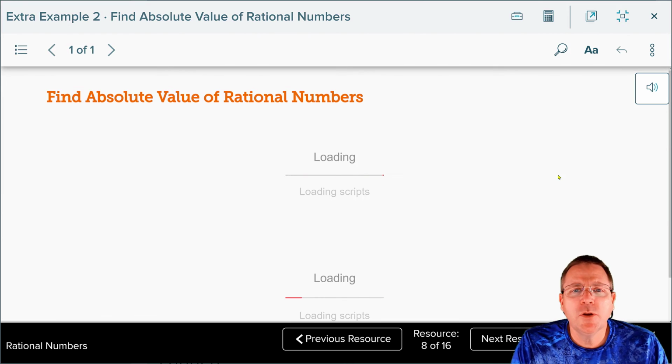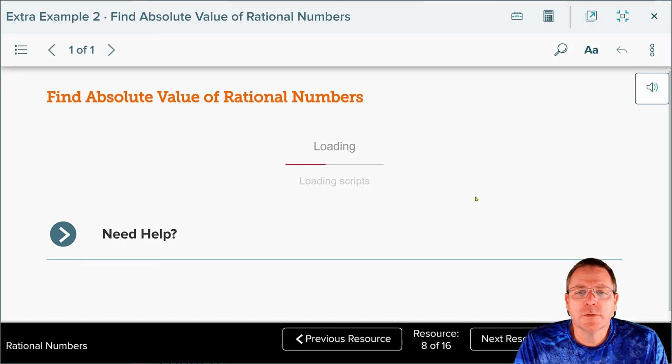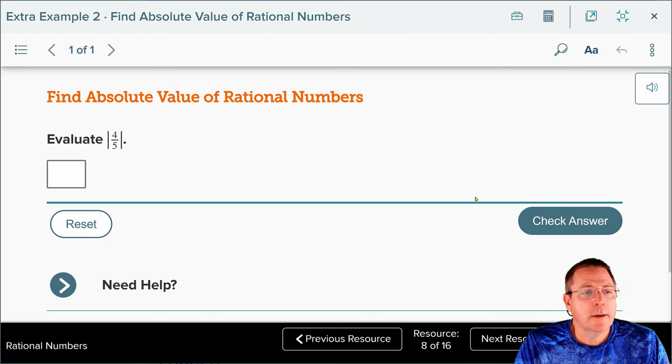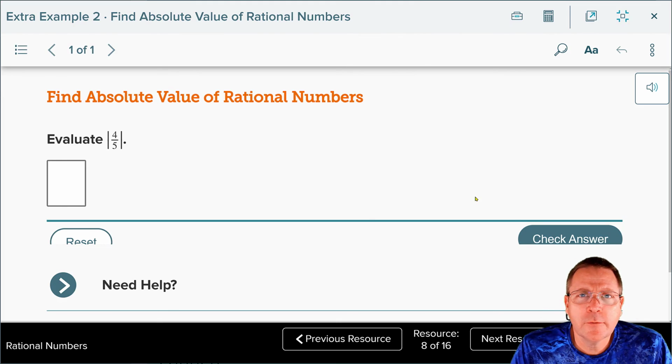And now it's going to be your turn to pause the video and find the absolute value of the rational numbers. Check your answers, see if you're on track with knowing what you're supposed to do. And there is your problem. Work it. Did you get the right answer?